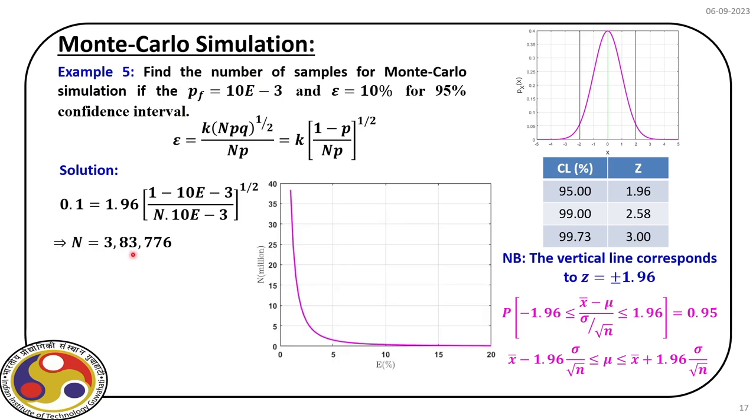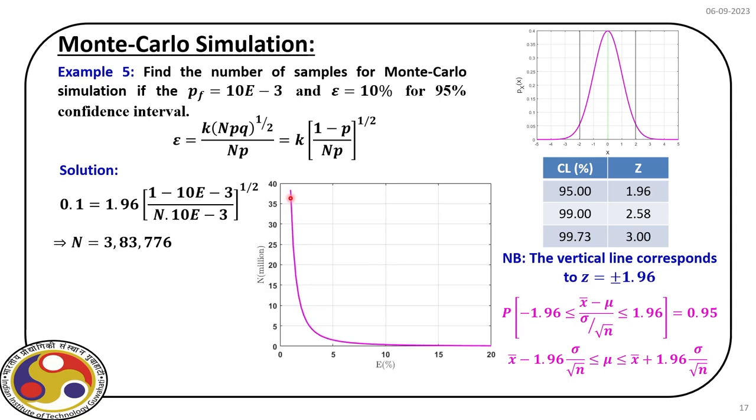Now, here is a plot. On the vertical axis, we have the number of samples, and the horizontal axis corresponds to the amount of error that we can consider. Now, as you can see, if we go for a small amount of error, obviously for that we need a large number of samples to estimate this probability of failure accurately. This is also intuitive: for a small amount of error, obviously we need to spend more computational energy to get an accurate value.